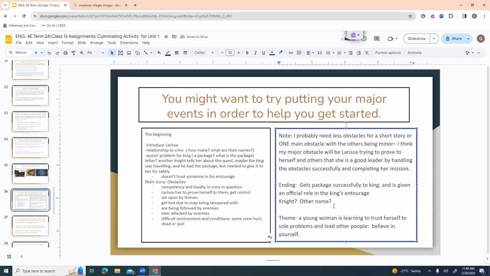You don't have to ever say your theme. I think if you write a story well, the theme becomes kind of obvious. But for this planner, they wanted us to name it. Again, you don't even have to show me your planner, so don't worry. But you should kind of mentally have a theme.